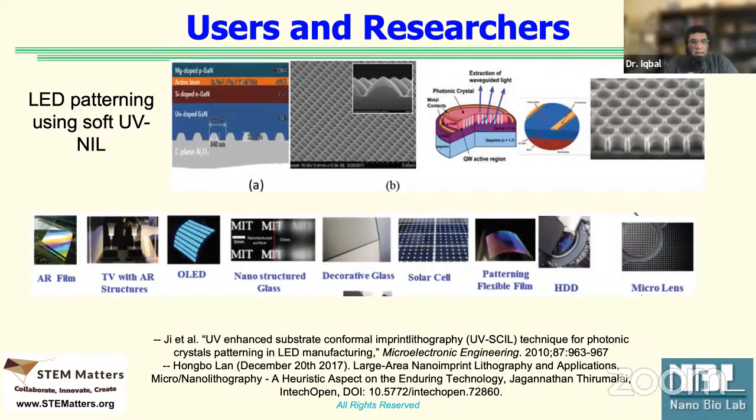So the second reference here is about this book chapter where they have talked a lot more about various applications, like anti-reflective coatings, making organic LEDs, which these new television sets, the curved TV sets, use, solar cells, flexible films. So there are lots of uses of nanoimprint lithography to make structures in a very well-defined way.